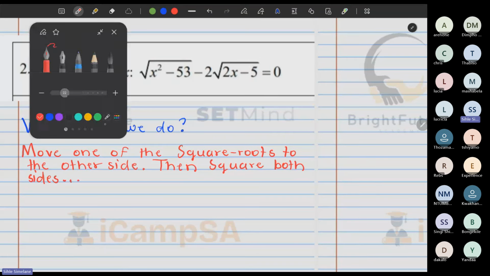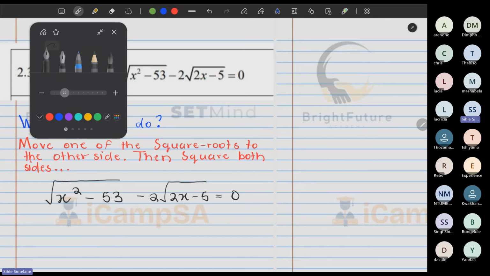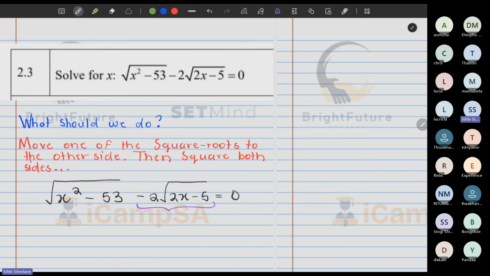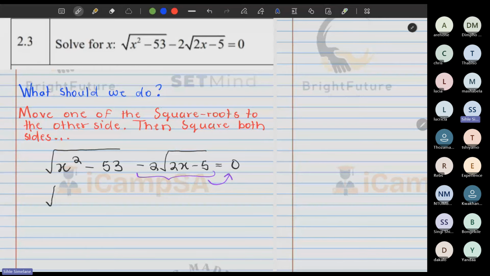Then you'll be good to go. So let's go ahead and apply what we just noted now. So we have square root of x squared minus 53, and then minus 2 square root of 2x minus 5, and this equals 0. So what I'm going to do is choose to shift this one to the other side of the equal sign, okay? So that will become square root of x squared minus 53 equals, this will now be a positive sign, positive 2 square root of 2x minus 5.